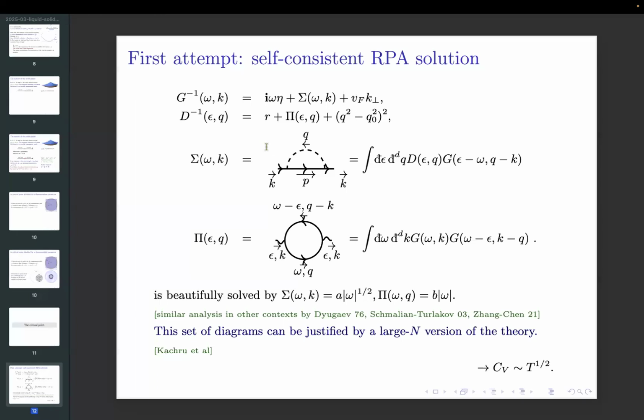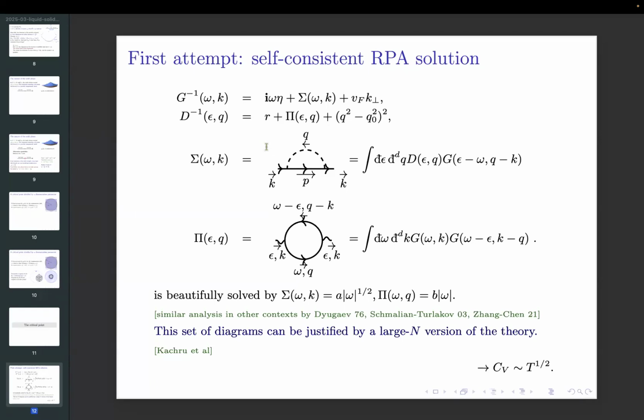And indeed, this self-consistent thing is resumming a subset of all the Feynman diagrams, which you could justify by some large N version of the theory. One version that I know works is if you pretend that the boson is a matrix, and the fermions are N-component vectors.